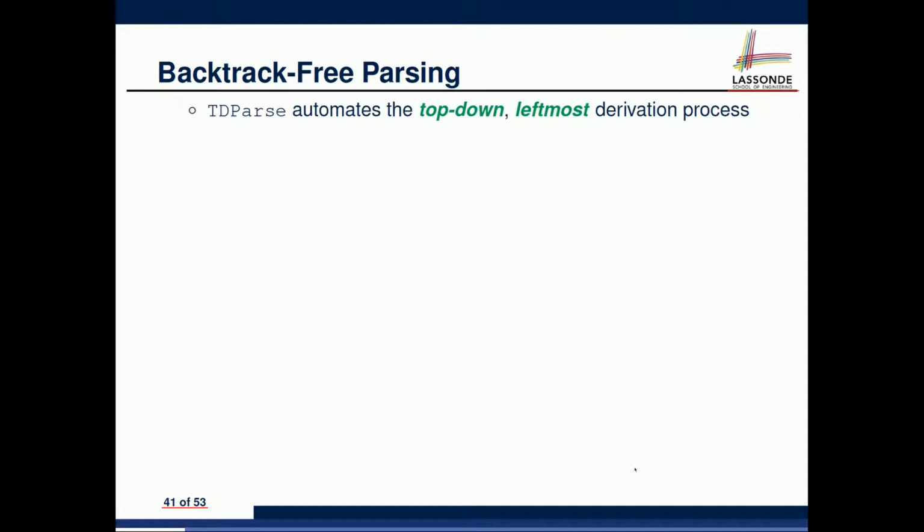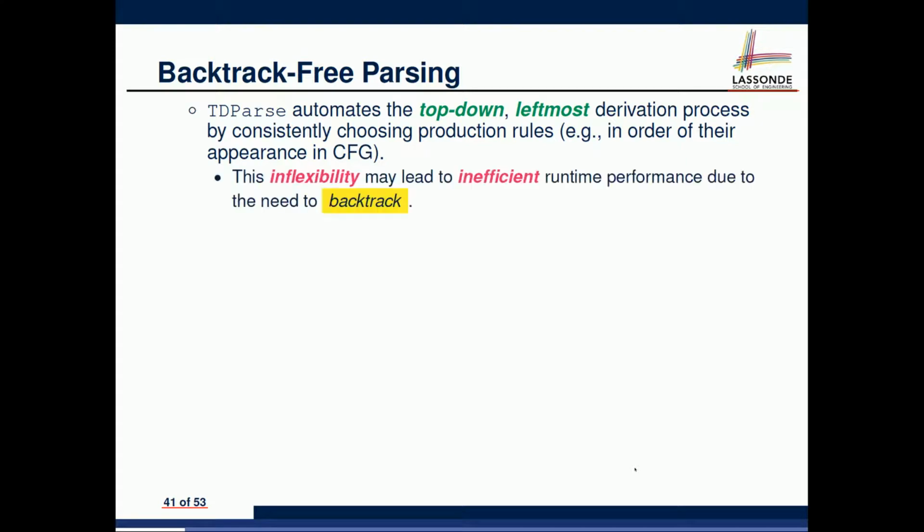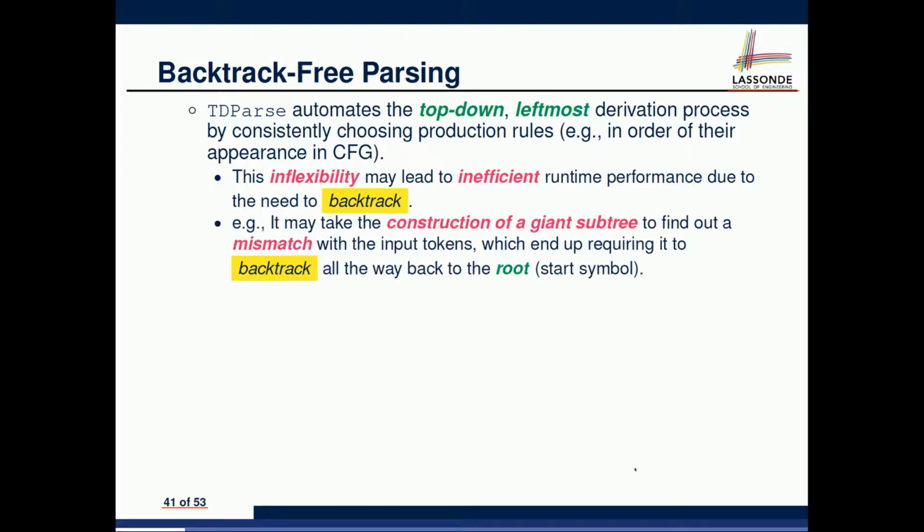Let me just go through some reminder about top-down parsing. That one's going to automate the top-down leftmost derivation process, as we said. And then we have to choose production rules consistently. But the way we did it previously is just by the order that the rules appear in the CFG. But that definitely requires backtracking in the worst case. You might have to backtrack all the way to the star symbol. It's very inflexible and also inefficient when you need backtracking. It's something I explained already.